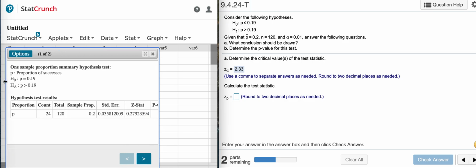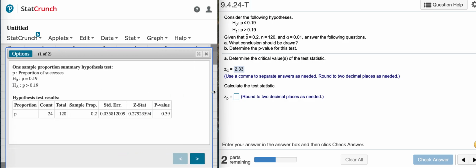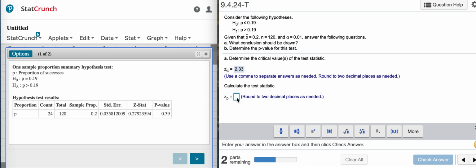Having done this, my test statistic, the z statistic here, appears to be, rounded to 2 decimal places, 0.28. 0.28 is not greater than 2.33, so we're not going to reject the null hypothesis here.